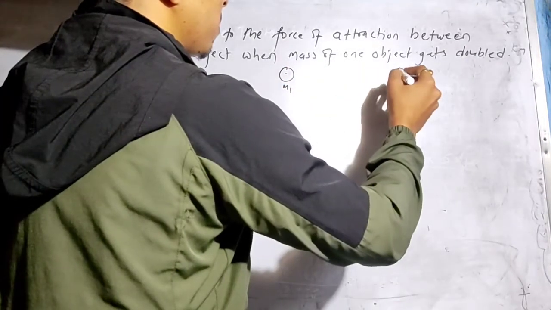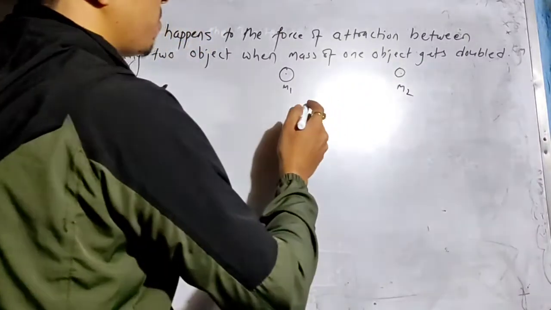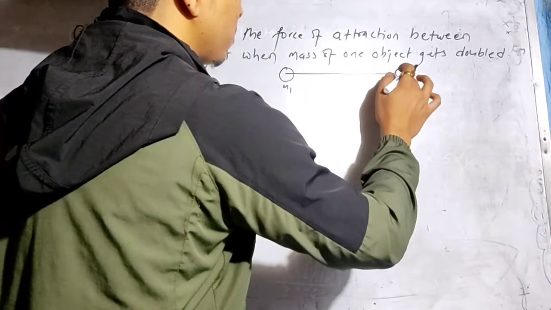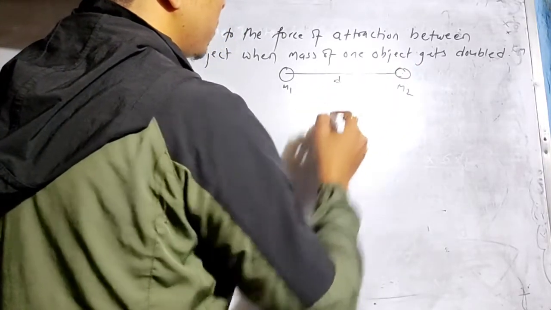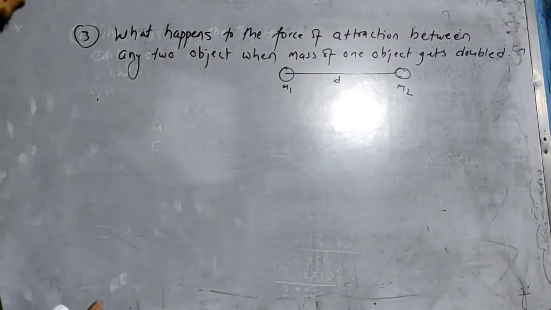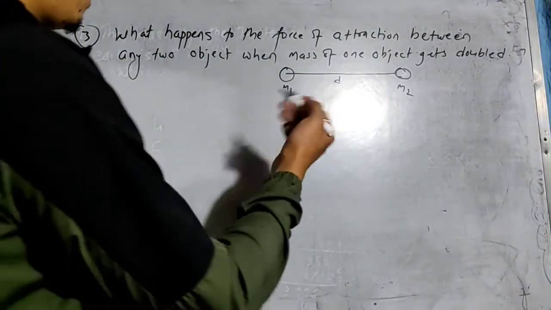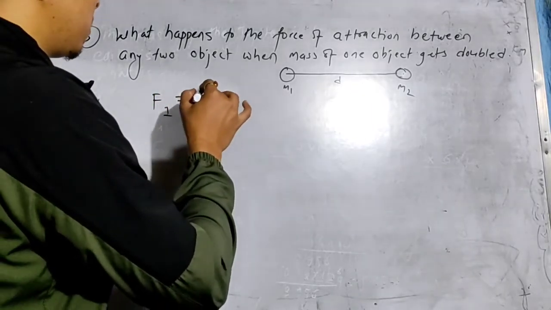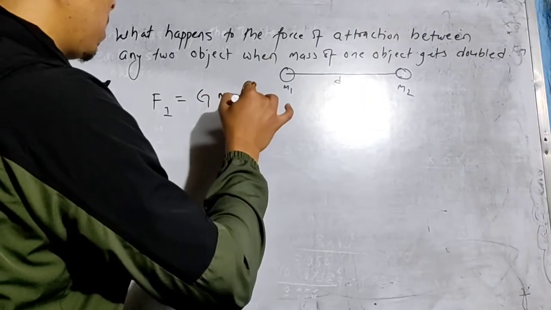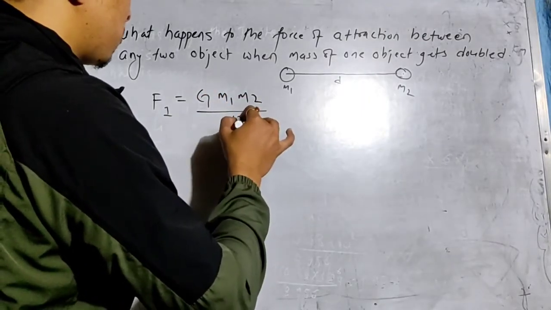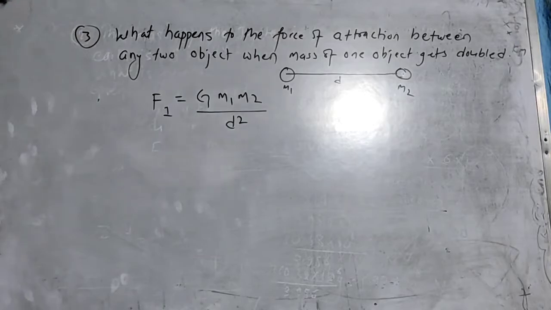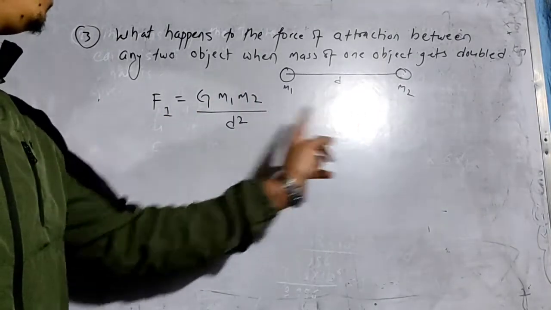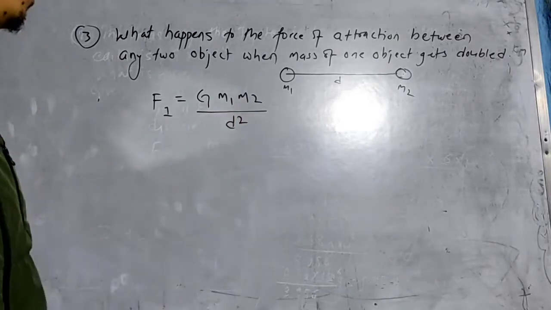mass 1 and two objects of m1 and m2, and distance between them is d. We need a formula to calculate the force of attraction between any two objects. Let's consider F is equal to G m1 m2 by d square. Yes, initially when there is no change in mass, the force of attraction between any two objects, F is equal to G m1 m2 by d square.